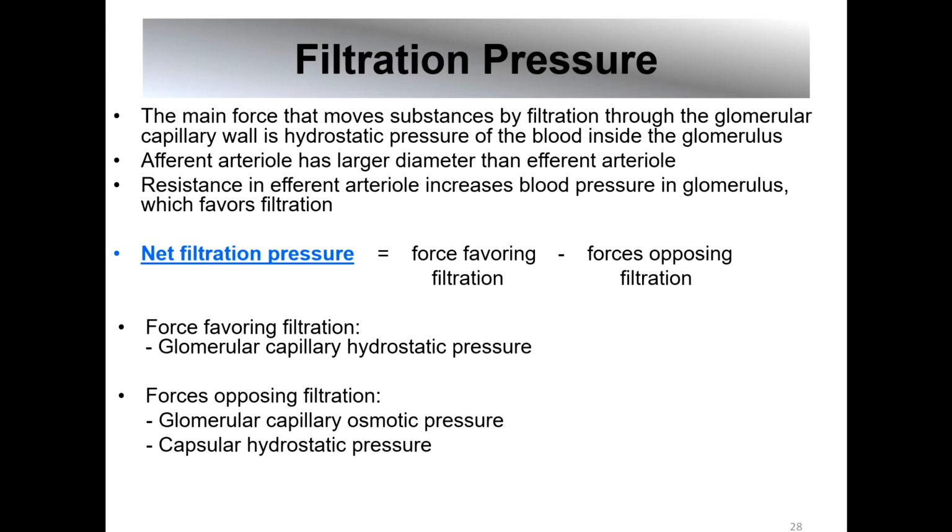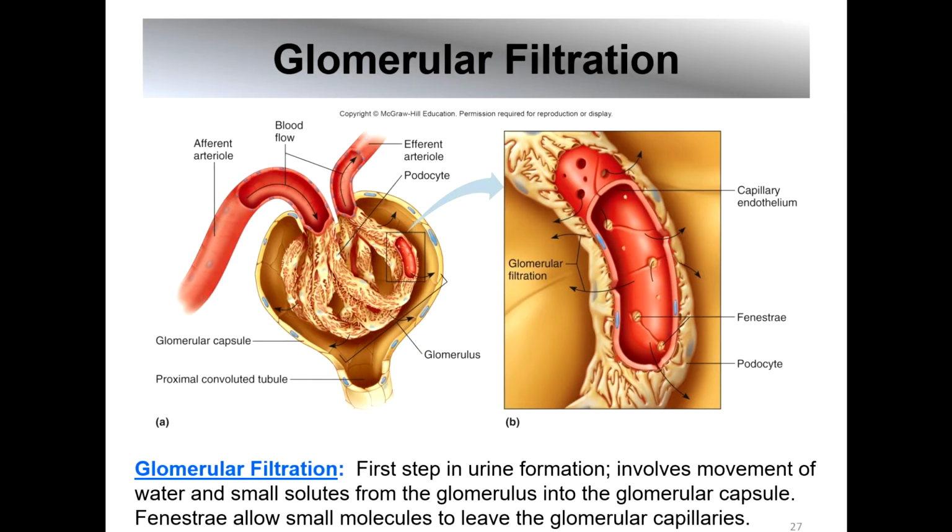So the net filtration pressure is the force favoring filtration minus the forces opposing filtration. And so what would favor filtration? That would be high blood pressure, right? High blood pressure. Forces opposing filtration would be a high oncotic or osmotic pressure in the blood. Good. Also, capsular hydrostatic pressure, right? So let's go back and look at a picture and talk about these.